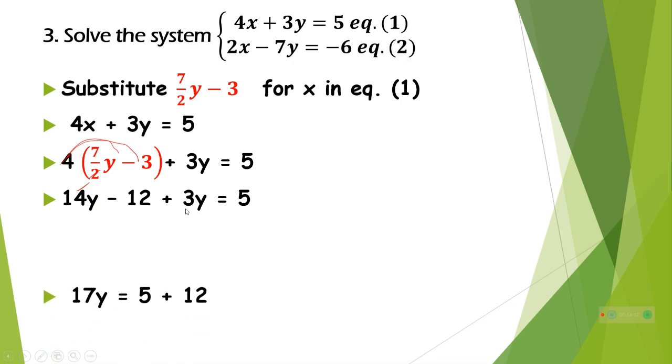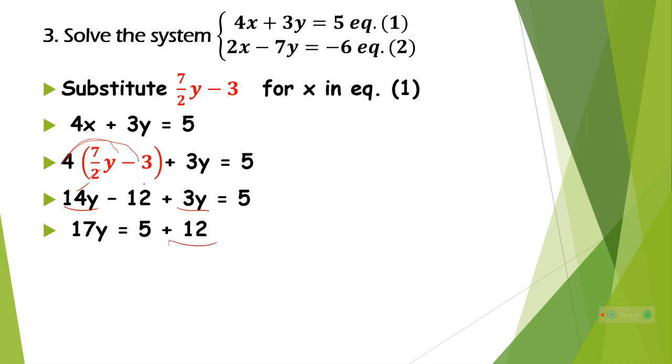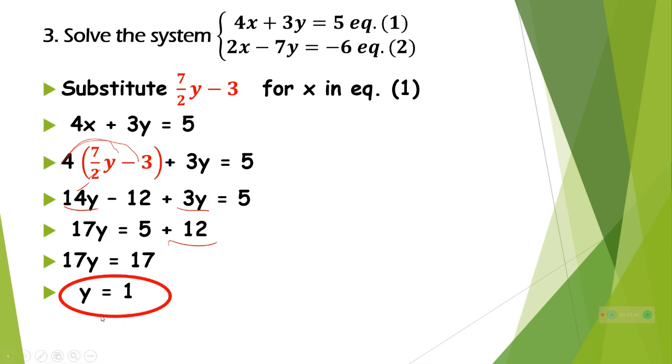Then continue solving the resulting equation. So you will have here 17y, which comes from 14y plus 3y, and then equals 5 plus 12. So plus 12 comes from negative 12 using the addition property. And then you continue solving: 17y equals 17, and then get the value of your y. So you will have here y equals 1. Okay? So let us use this y equals 1 on the next step.